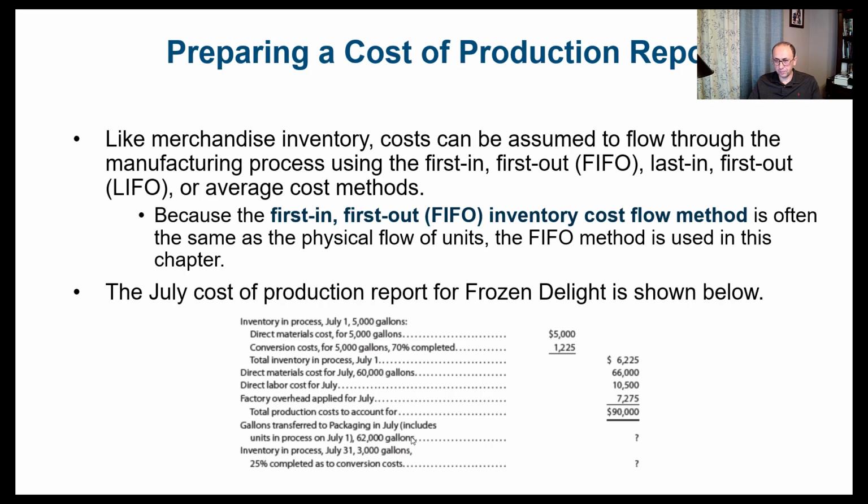And then we're going to see the gallons transferred to packaging in July, which is about 62,000 gallons. These were the gallons that were ready to be packaged and put together for sale. But we still had work in process inventory of 3,000 gallons. These were only 25% completed. They need 75% more to get completed in the month of August. So we only completed 25% of the 3,000 gallons that we had.